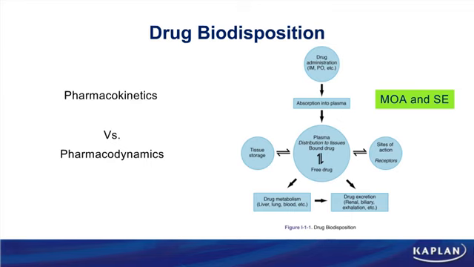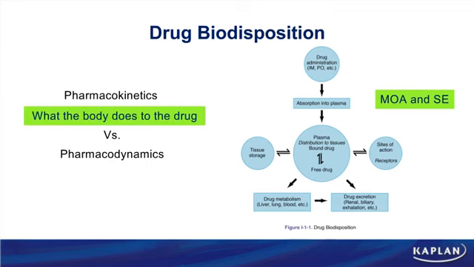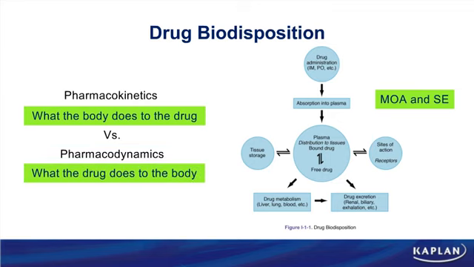Pharmacokinetics is what the body does to the drug. So remember, what the body does to the drug is pharmacokinetics. On the other hand, pharmacodynamics is what the drug does to the body. Obviously, these two terms are interrelated. When we look at this diagram, what I would challenge you to do is to look at which parts of this figure represent pharmacokinetics and which parts represent pharmacodynamics.